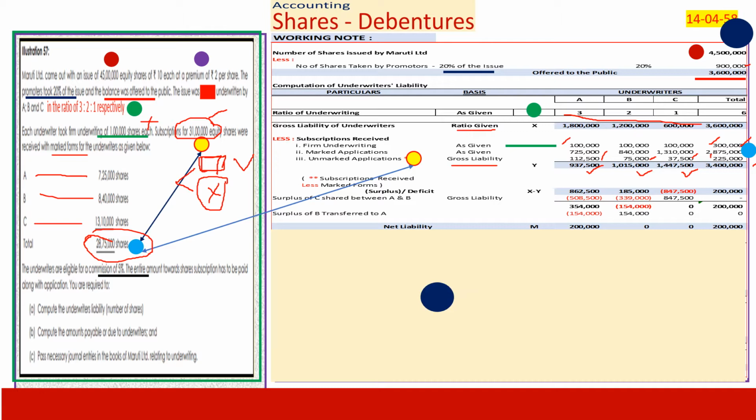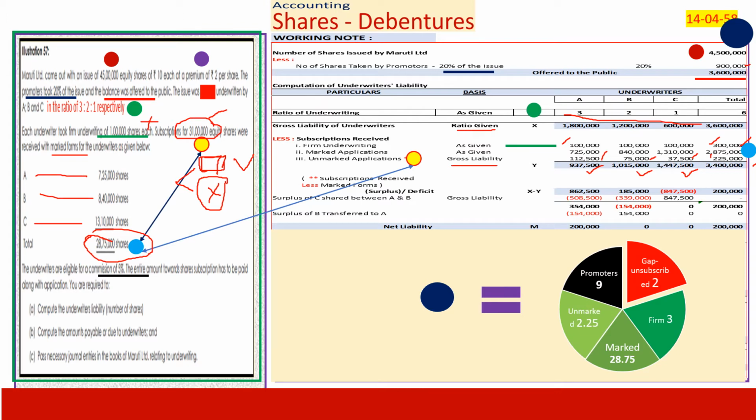Once we put that, we come to know that the total issue is 45 lakhs. The 45 lakhs comprises 9 lakhs which the promoters contributed, then 3 lakhs of shares contributed by the firm underwriting of each of the underwriters A, B, C, and 28.75 received from the public with the name of the underwriter stamped on the form or link established. There is an unmarked item of 2.25 which we distributed in this ratio.